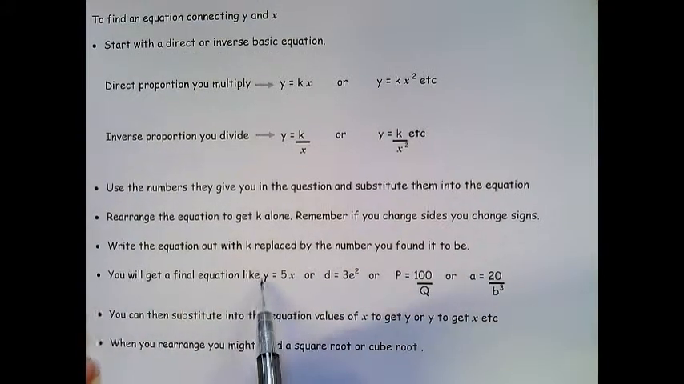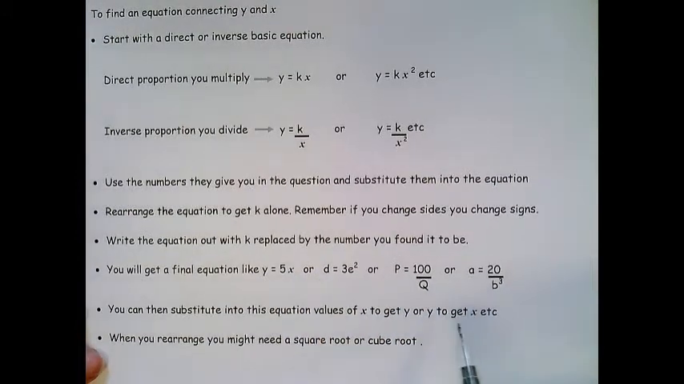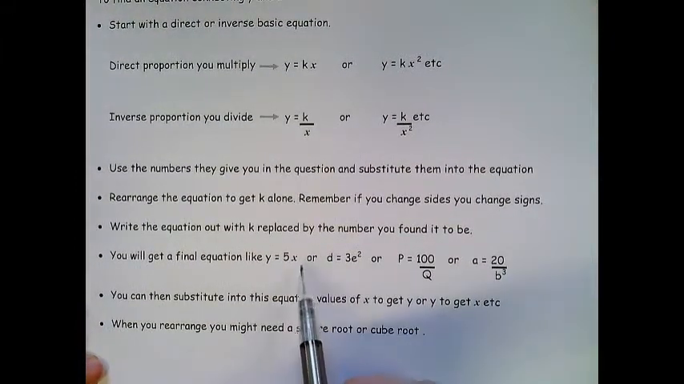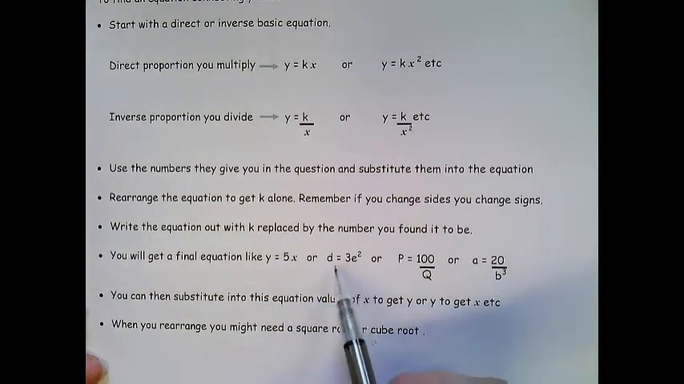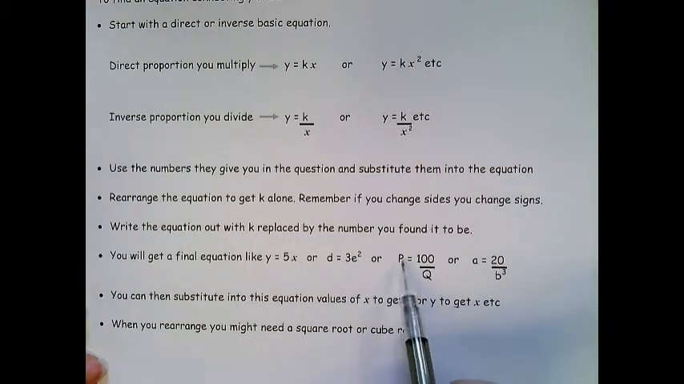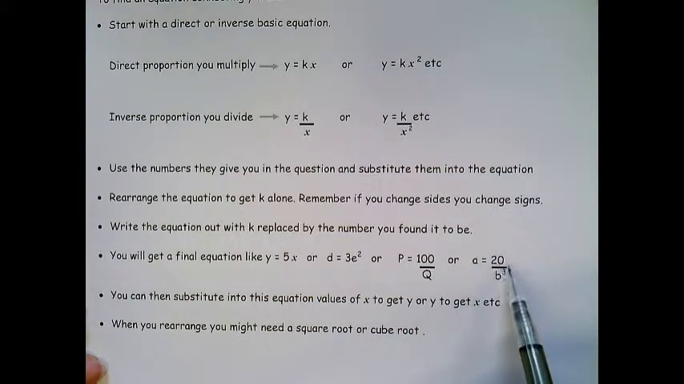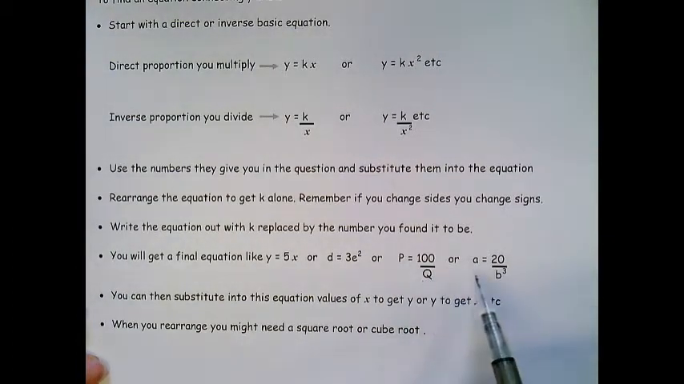And then you'll normally get an equation that looks a wee bit like one of those four. So the k will disappear. Once you find it, you put the number in instead of the k. So something like y equals 5x, or d equals 3e squared, p equals 100 over q, a equals 20 over b cubed. You will end up with an equation something like that. After that then, sometimes that's all they ask you to do in the question. Just find an equation that connects these two things and you just leave your answer like that.